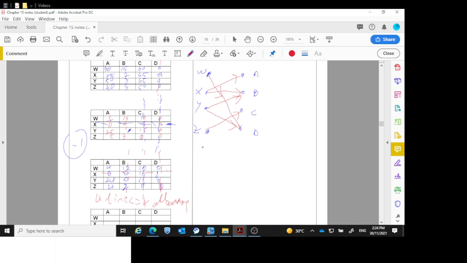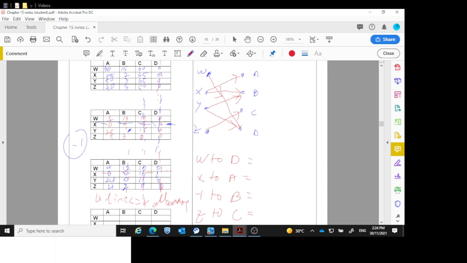Okay, so cost allocation. So cost allocation W, X, Y, and Z. So Z can only go to C, W can only go to D. They're the ones that only got 1 coming through, not a problem. X is B or A, and Y is B or D. Well, Y can't go to D because W has to go to D, so Y has to go to B. And therefore X has to go to A, we've got no choice.